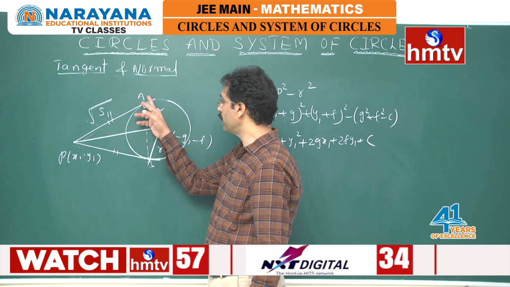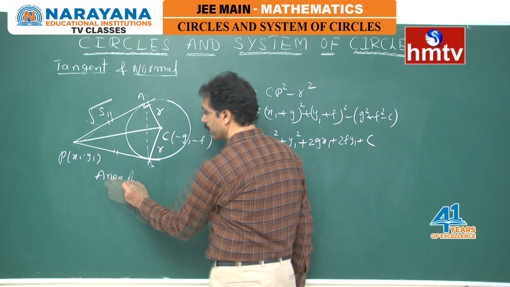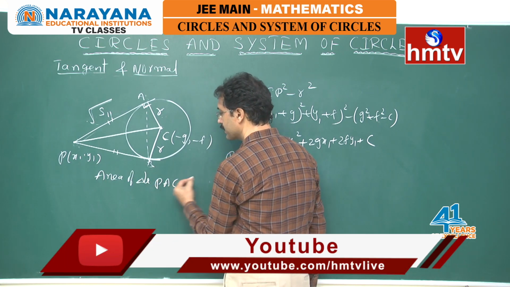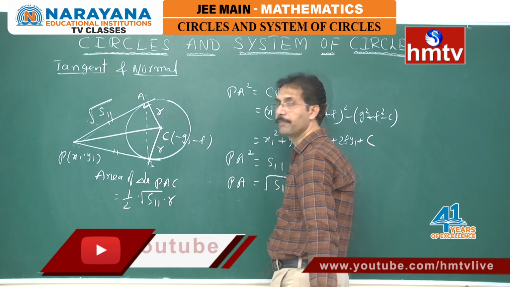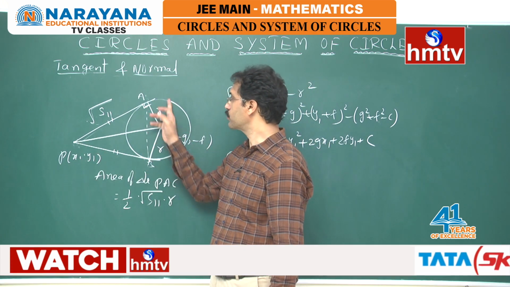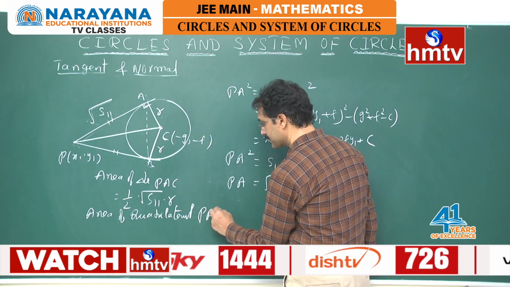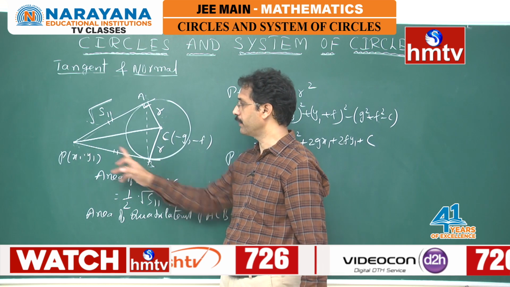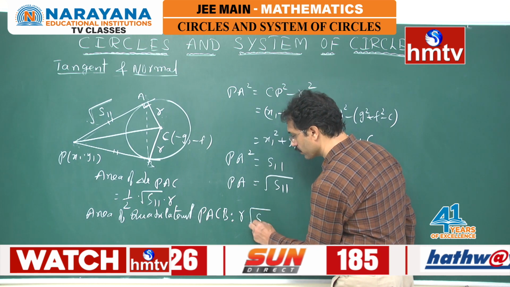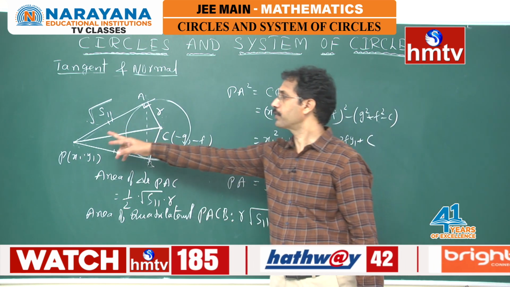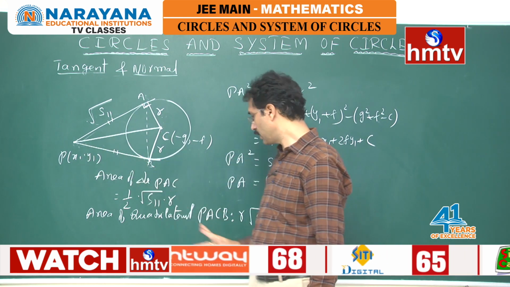What about the area of the triangle PCA? Half of base into height. So the area of triangle PAC is equal to half into root S11 into R. This is the area of this triangle. Now, what is the area of this quadrilateral? The area of quadrilateral PACB is equal to twice this. Twice this means you will get R into under root S11. Remember, we got the length of the tangent as root S11, and the area of the quadrilateral PACB as R into root S11.